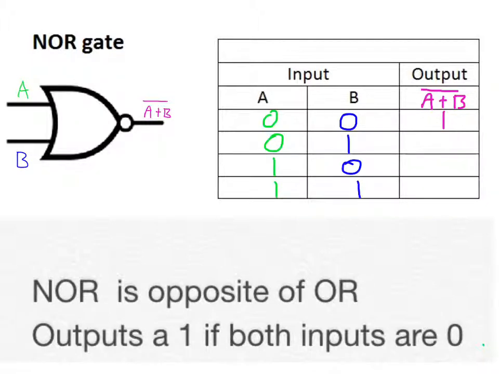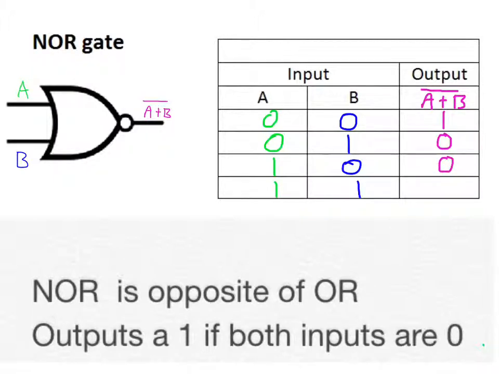All right, next row, we've got a 0 and a 1. The OR gate would have output a 1. In this case, the NOR gate's going to do the opposite. We got a 0. The next row, we got a 1 and a 0. The OR gate would have output a 1. The NOR gate does the opposite.